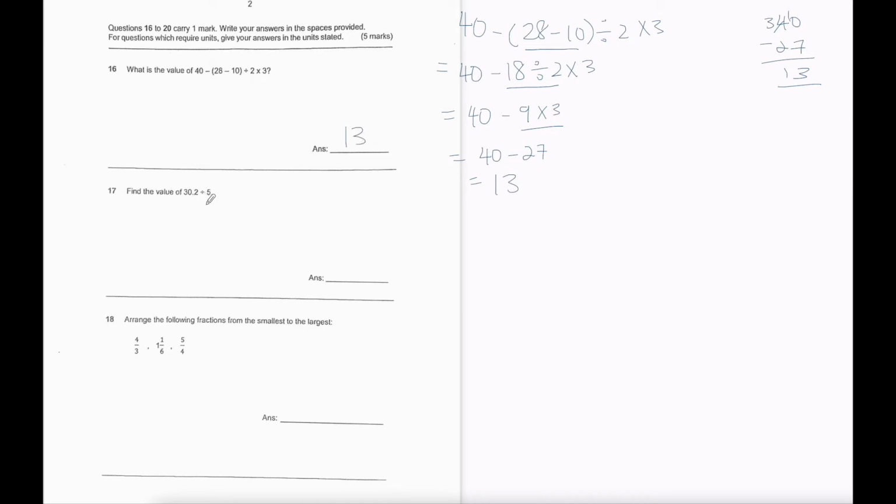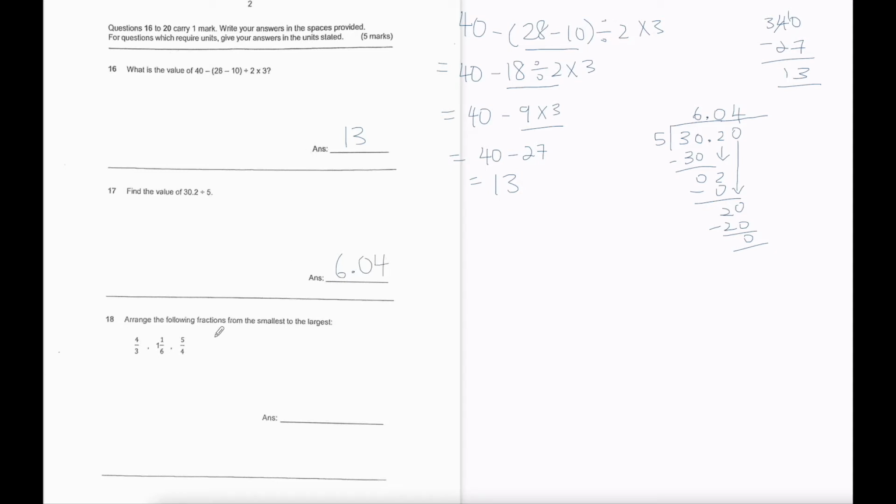Next, find the value of 30.2 divided by 5. So I need space, so I'm going to do it here. 30.2 divided by 5. So I'm going to start. So I have a 2 here and I'm not done yet because my remainder is a 2 and I need my remainder to be 0. So for decimals, we can just add zeros at the back, for those who don't know. And then there we have it. Our remainder is now 0. So our answer is 6.04.